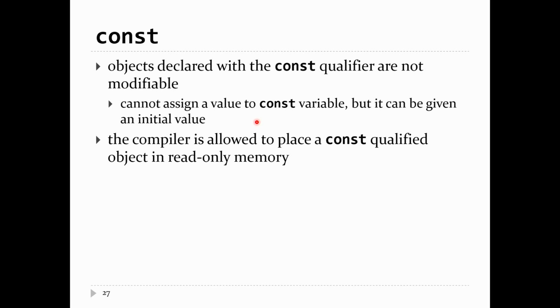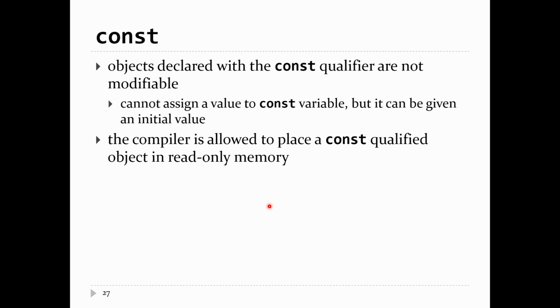Now, the compiler is allowed to do things with const variables that it can't do with other variables. One of the things it can do is take all of your const variables and stick them somewhere in read-only memory, which may or may not happen. It depends on your compiler. There may not even be read-only memory. Your compiler may not even create space for read-only memory. It really depends on your compiler and your architecture.